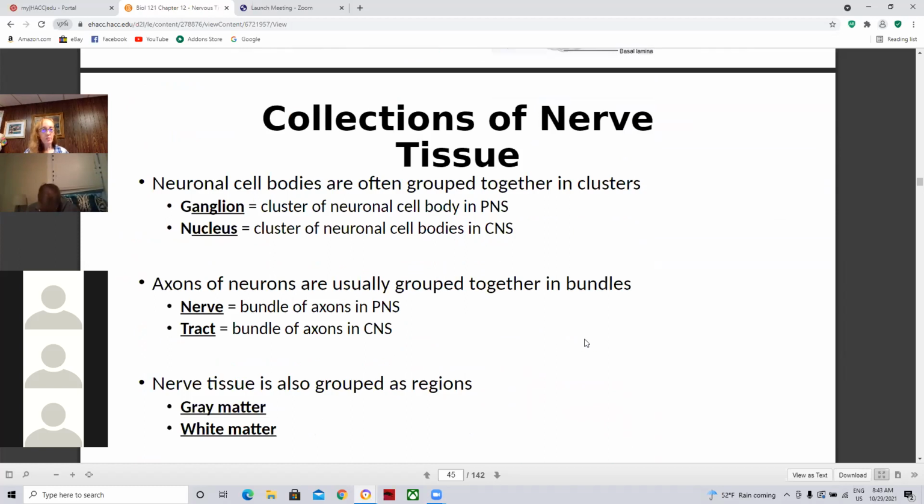Some terminology to keep in mind and cement this into your brain. It'll make your life easier and my life easier over the next couple of weeks if we keep these terms in mind. Neuronal cell bodies. A ganglion is a cluster of neuronal cell bodies in the peripheral nervous system. A nucleus is a cluster of neuronal cell bodies in the central nervous system. So ganglion in the peripheral nervous system, nucleus in the central nervous system.